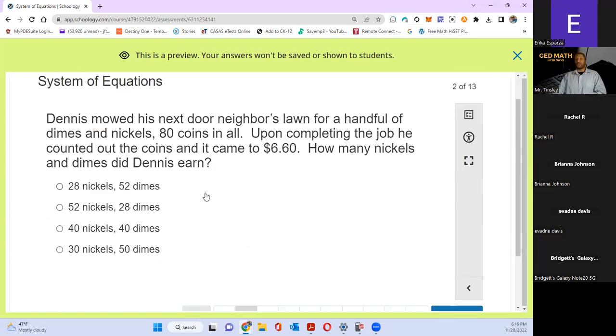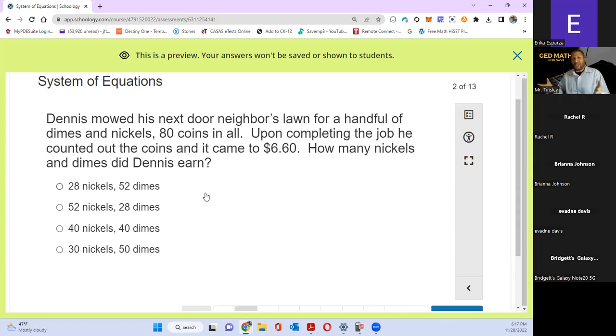Okay? Now, let's look at this problem. Dennis mowed his next door neighbor's lawn for a handful of dimes and nickels. There were 80 coins in all. Upon completing the job, he counted out the coins and it came to $6.60. How many nickels and dimes did Dennis earn? Maybe I should have made him some more money. $6.60 for a lawn is cheap labor.